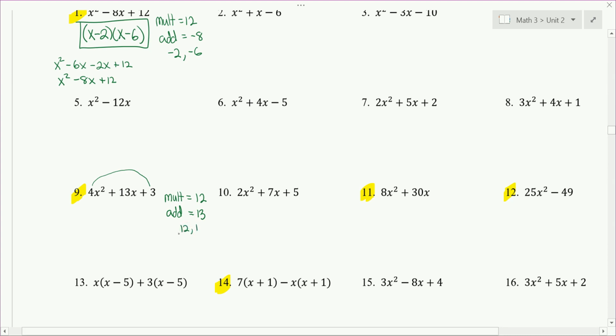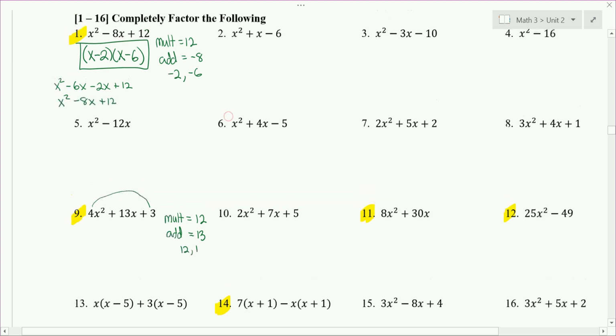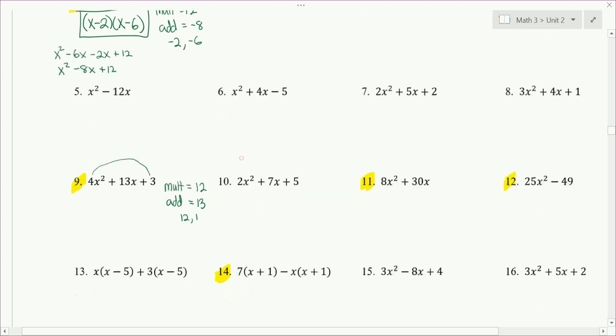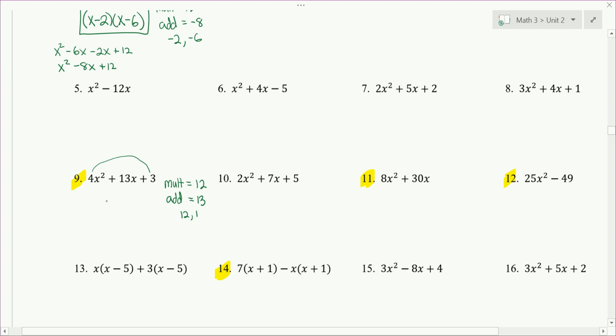Here, we don't directly go to our answer like we did in number 1. There's no shortcut. We need to expand it from 3 terms to 4 terms. We leave the first term the same. We split up the middle term to 12x plus 1x plus 3. So the last term and the first term stayed the same. That 13x split up to 12x and 1x. Where did I get the 12 and 1 from? From this little game we played, what two numbers multiply to 12 and add to 13.